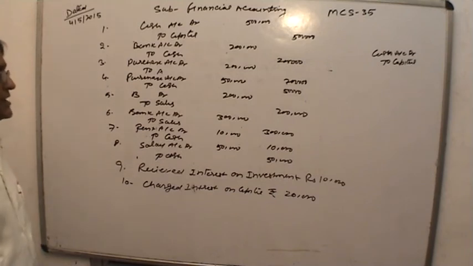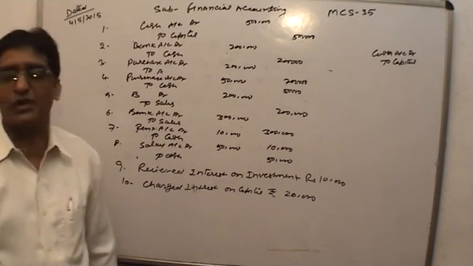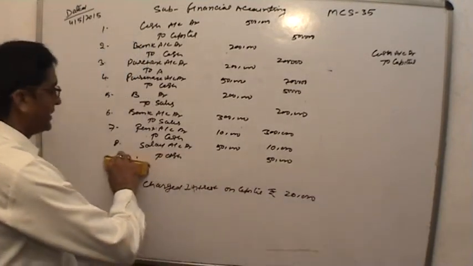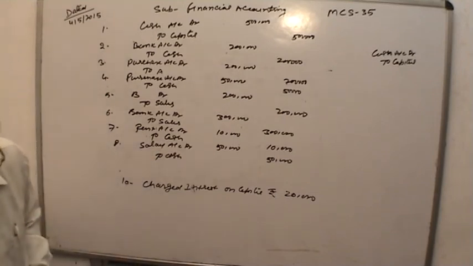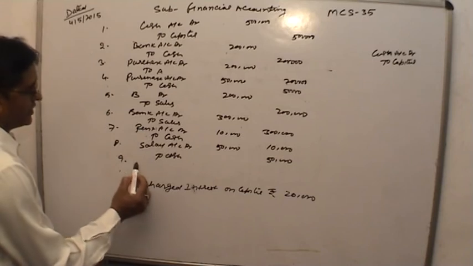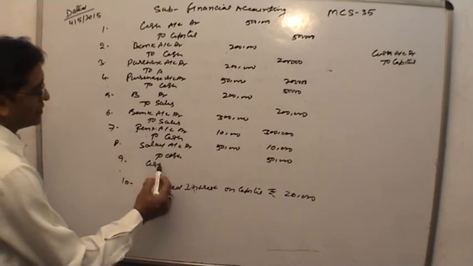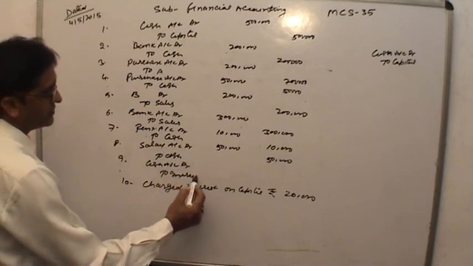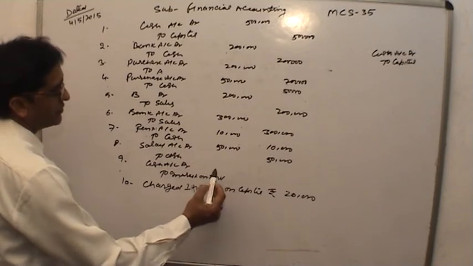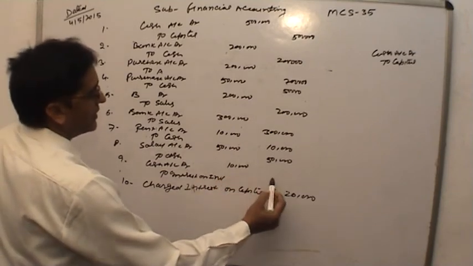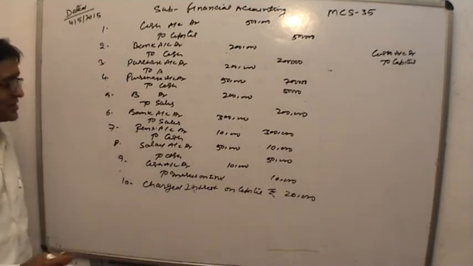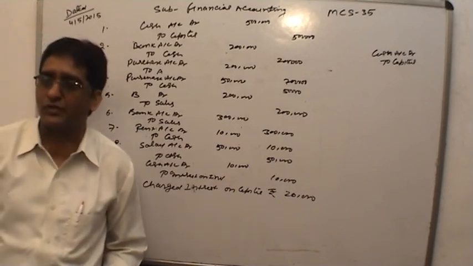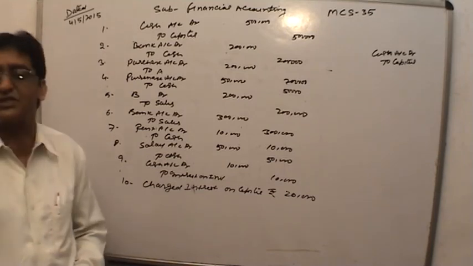Then received interest on investment rupees 10,000. In this case you have received cash, therefore cash is debited, and interest on investment will be credited by rupees 10,000. So in the transaction number 9, cash account debit to interest on investment account by rupees 10,000 and 10,000. And the last transaction is charge interest on capital rupees 20,000. In this case we have not received any amount and not paid any amount, therefore we have charged only.